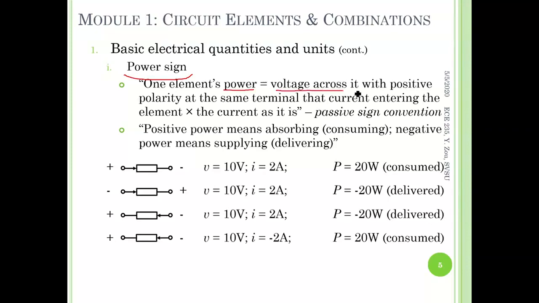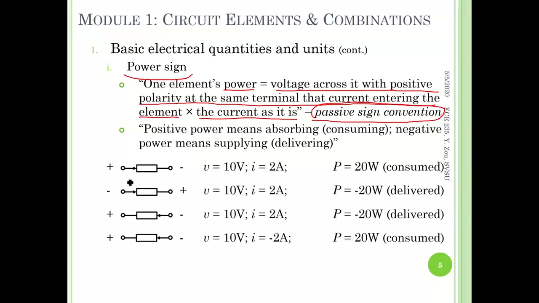So for the voltage, we need to make sure the positive polarity is at the same terminal that current enters the element, and then multiply by the current as it is. This is following the so-called passive sign convention, very important. Some examples down here, okay?